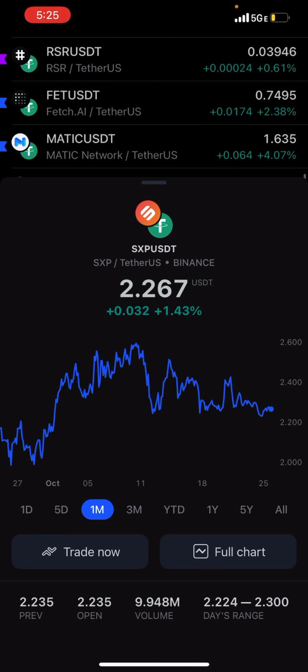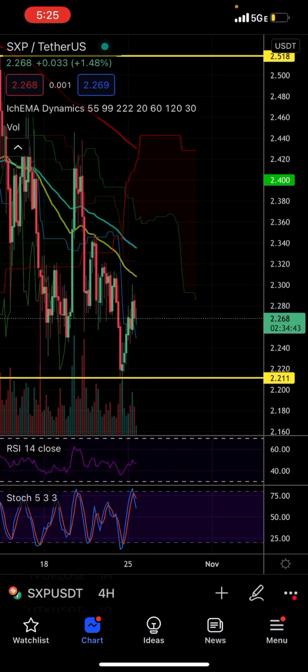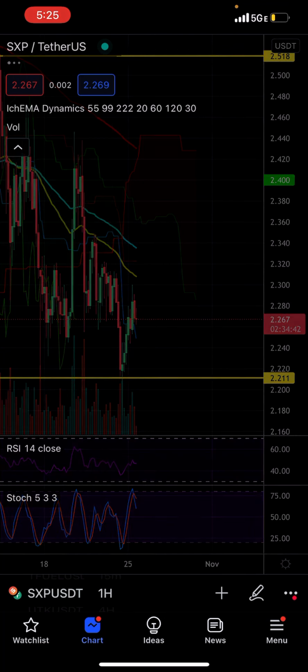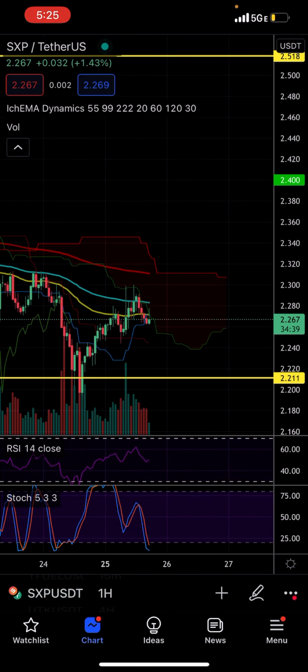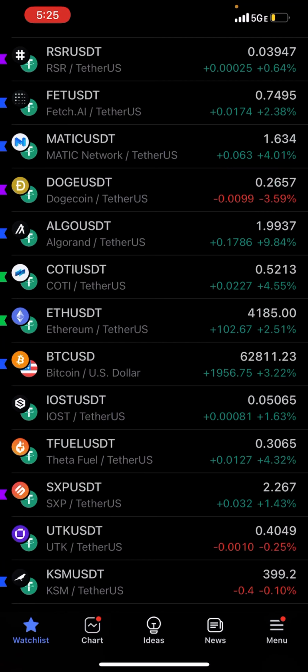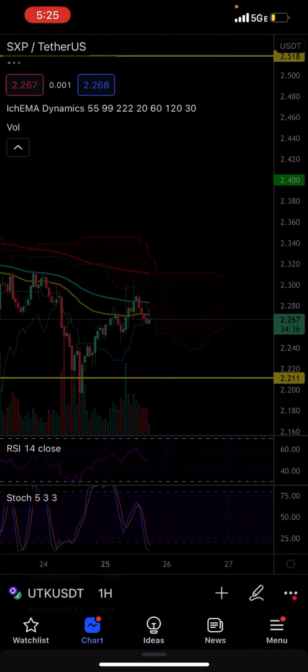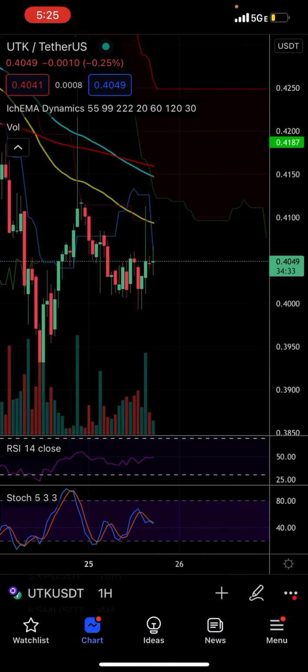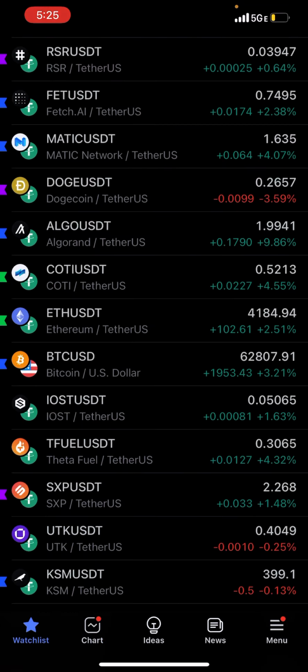What does SXP look like now on the hourly? Really low stoke could be a good time. It does have to break up into the cloud though, which could be troublesome. UTK I was looking at earlier, and I thought that might be a good one. The hourly doesn't give us a clean model though.